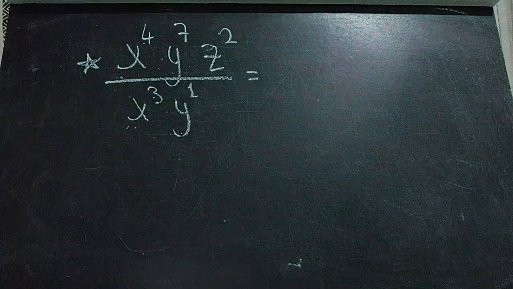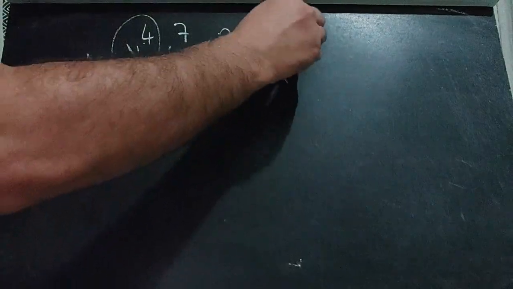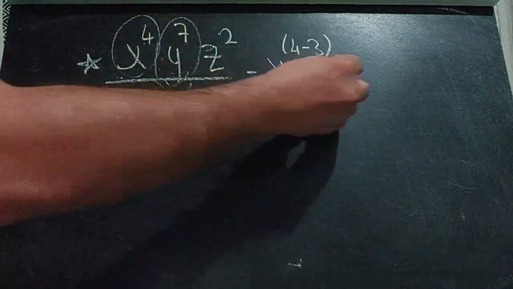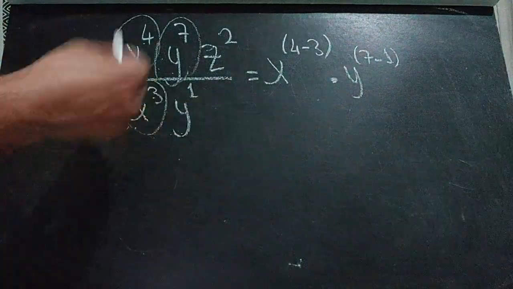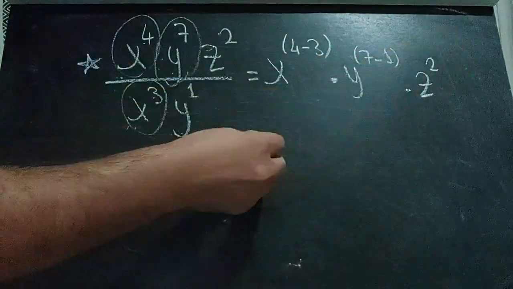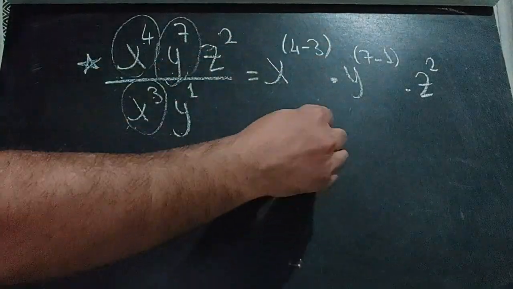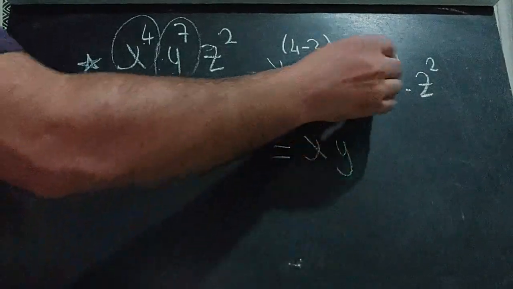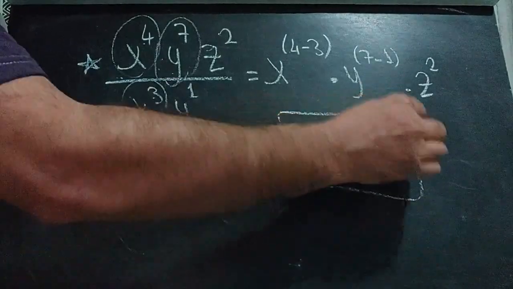You can write it like y or y power 1. Okay, so now I have the same bases there. That will be x power 4 minus 3, and y power 7 minus 1. And z, there is nothing about that from the bottom or top, so you leave it the same, z power 2. So that will give me x power 4 minus 3, which is 1, and you don't need to write 1. You can just leave it as x. And y power 7 minus 1 will be 6, and z power 2. That will be your final answer.